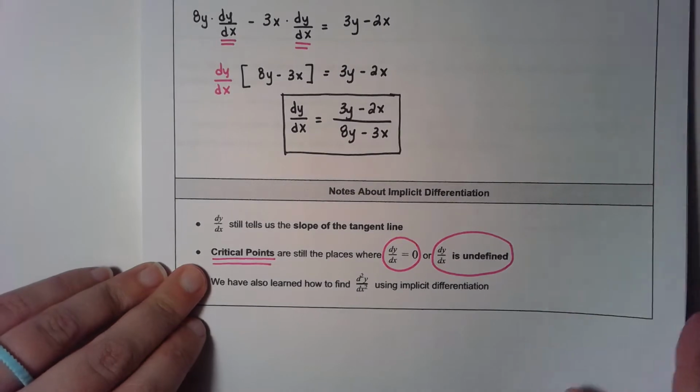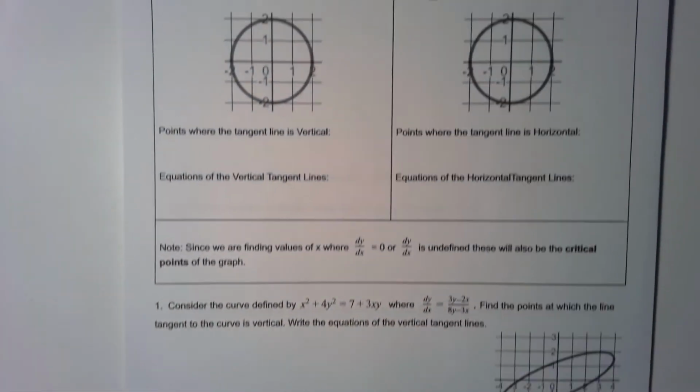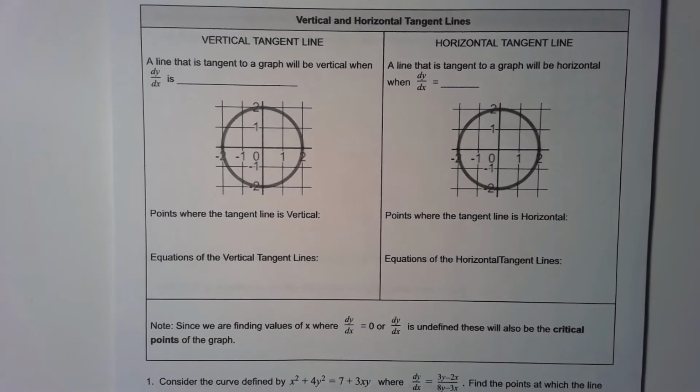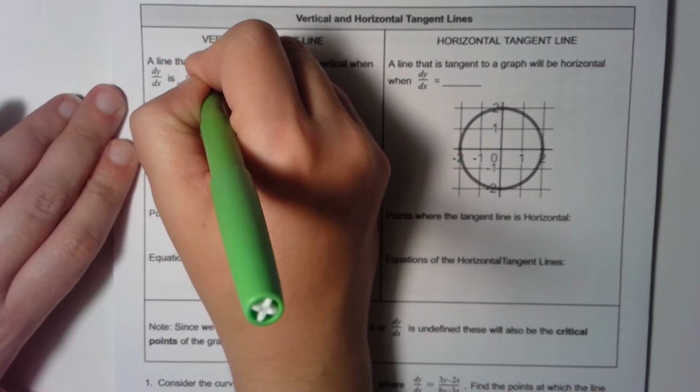Okay, let's go ahead and look at some examples. One of the common questions that comes up on the AP test is the idea of a vertical or a horizontal tangent line. A vertical tangent line is a line that is tangent to the graph, and it's going to be vertical when dy over dx is undefined.